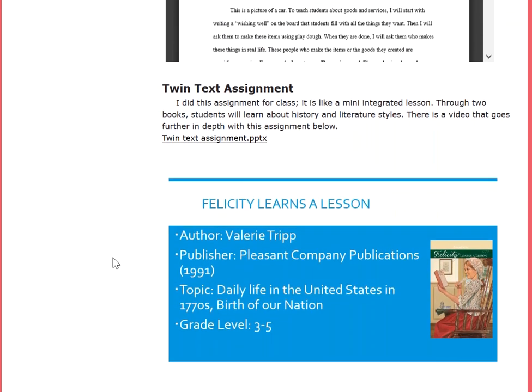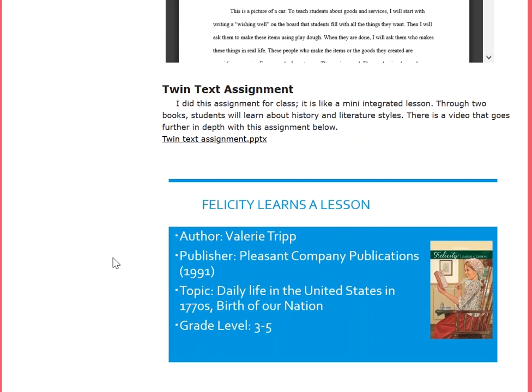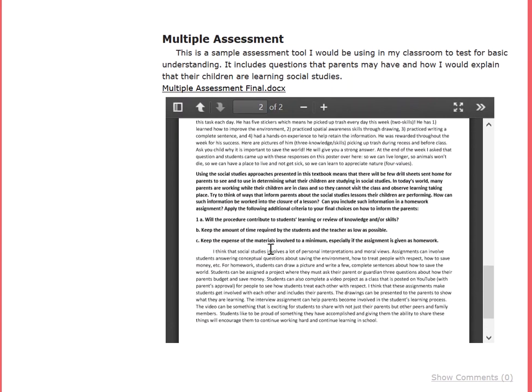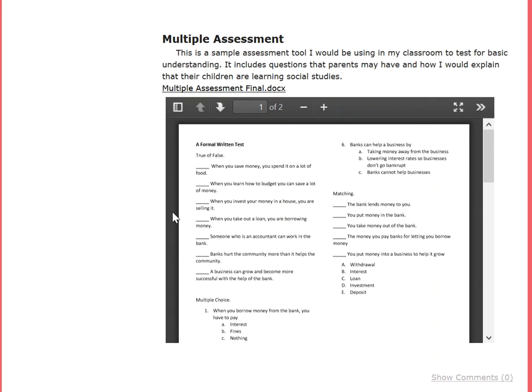There's also the twin text assignment on here, which is a mini integrated lesson where you combine literature with social studies, and it shows how I can incorporate two subjects into one and interest more students in the lesson. Finally, I have an example of my multiple assessment and how I would test for understanding.